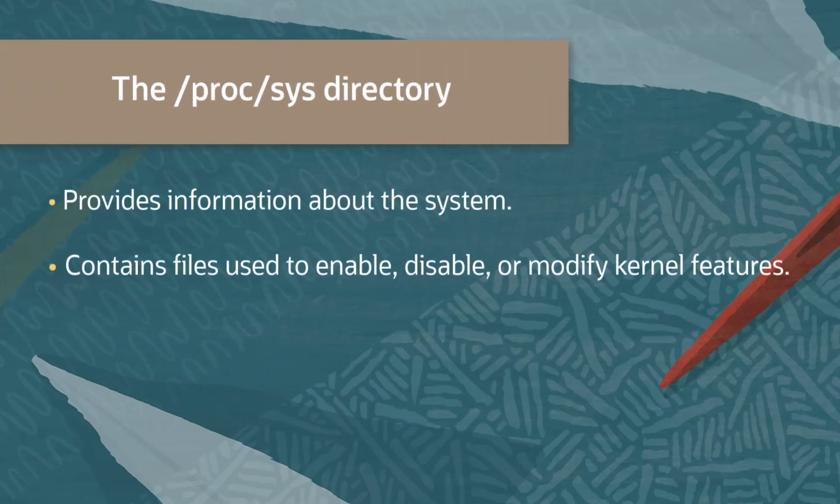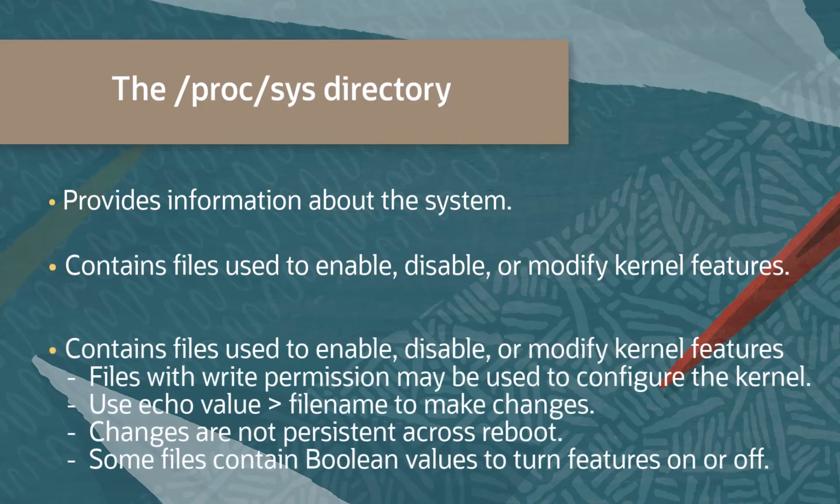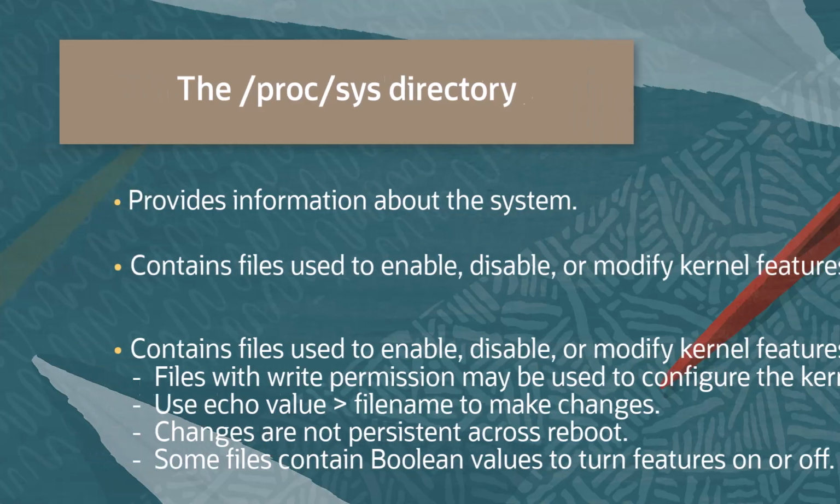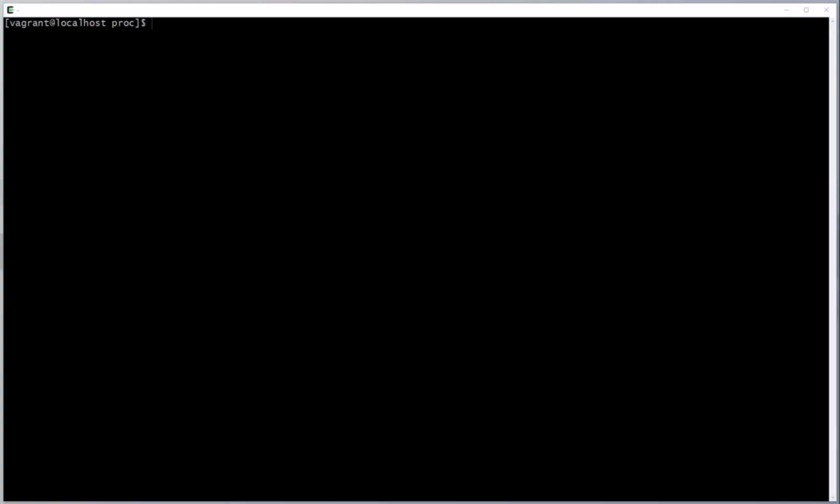Proc sys provides system information and allows you to enable, disable, or modify kernel features in real time. Kernel settings can be changed by modifying files that have write permission. The echo command is used to change proc sys file values. Other files contain binary or Boolean values. A value of 0 represents off or false. A value of 1 represents on or true. Changes made by using the echo command are not persistent and are lost upon system reboot. To make configuration changes persistent, add them to files created in the sysctl.d directory.